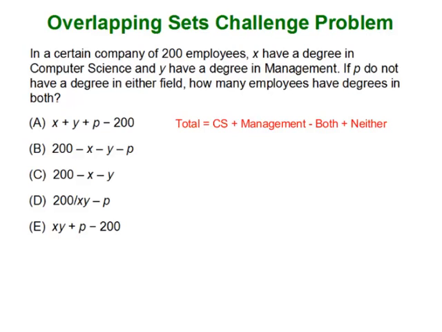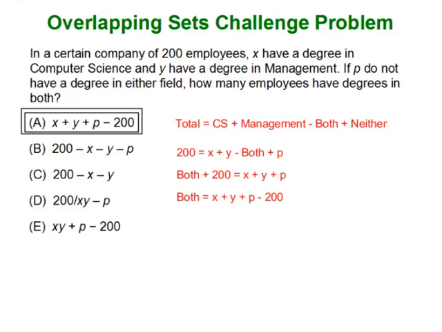So here the two categories mentioned are computer science and management. And we have values for the various items. So CS gets replaced with X in the formula. Total gets replaced with 200. Management gets replaced with Y. Just be really careful about what's what. So that's why I like to write out the general formula and then sub in. Both is what we're looking for, so let's just keep that in the formula, and neither was P.